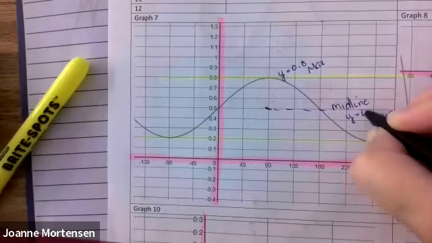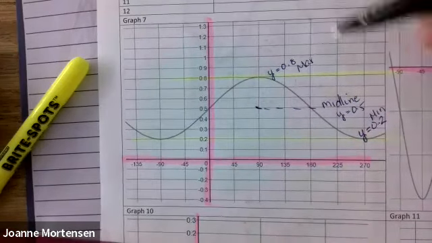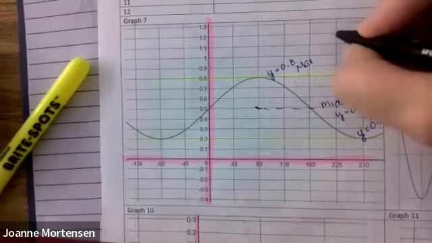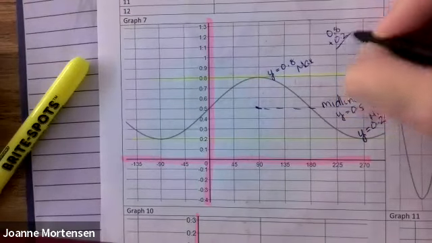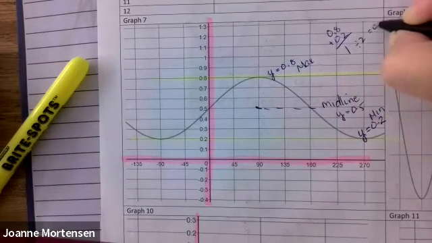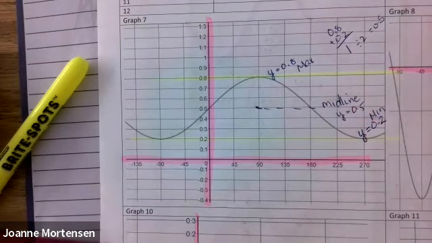Y is equal to 0.5. If you don't like that, you can actually take the maximum and the minimum and add them and divide by 2. So 0.8 plus 0.2 gives me 1. Divide by 2 is equal to 0.5. But most of the time you have a graph and you just count.